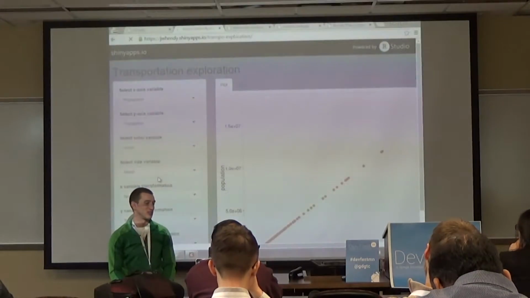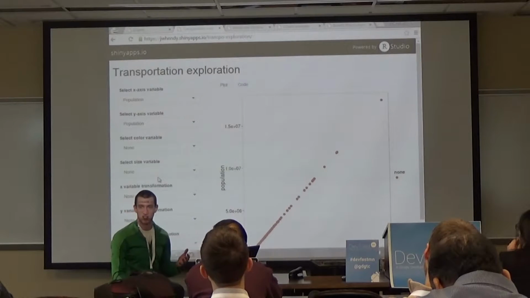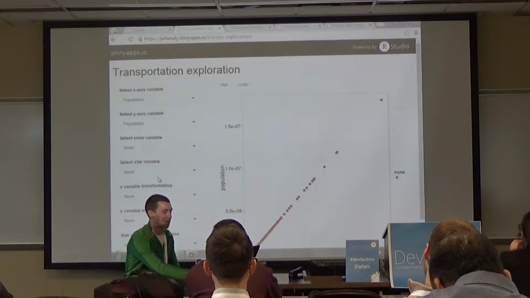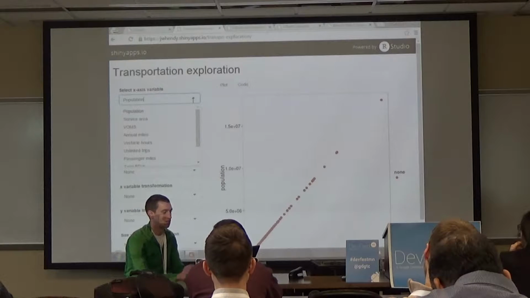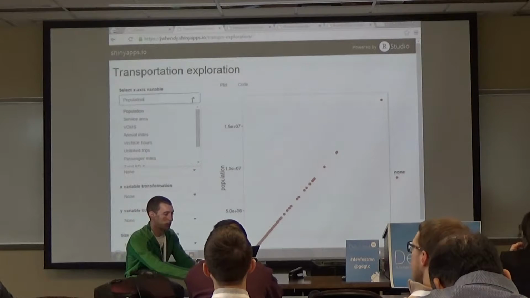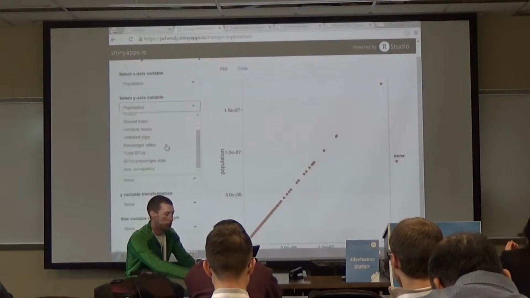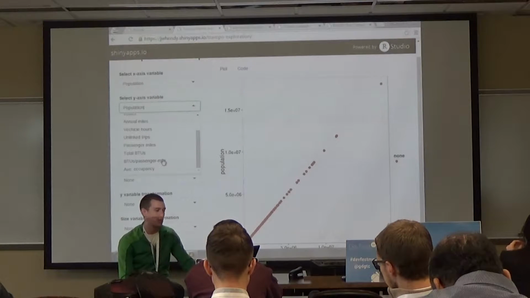Now you need the internet to play along. So this is what I wrote. It has the data loaded in the background, and I just made some simple drop downs. These represent all the columns in my data. Right now it's not very interesting: we have population versus population, so you get a linear relationship. The variable I'm generally interested in is this BTUs per passenger mile.